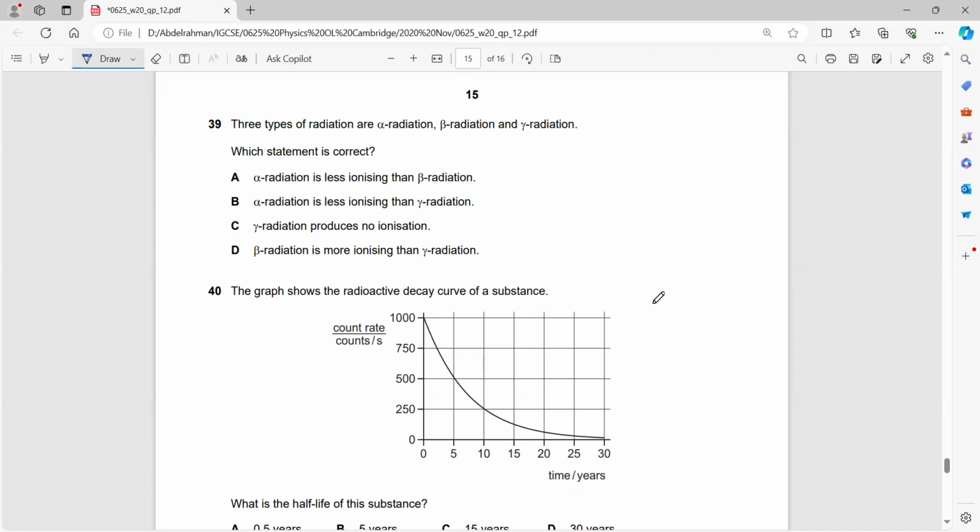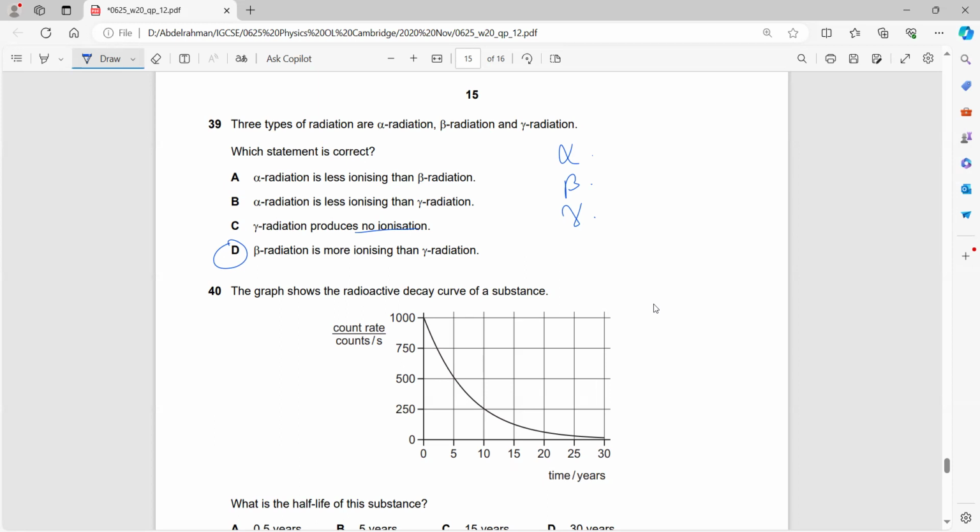If we want to measure the radiation or measure the ionization, the strongest ionization would be alpha, then beta, then gamma. So alpha is the strongest, beta is weaker, and gamma is the weakest. But you cannot say that gamma produces no ionization. It actually is ionizing, but very weak ionization. So the only correct answer would be D, because beta is more ionizing than gamma radiation.